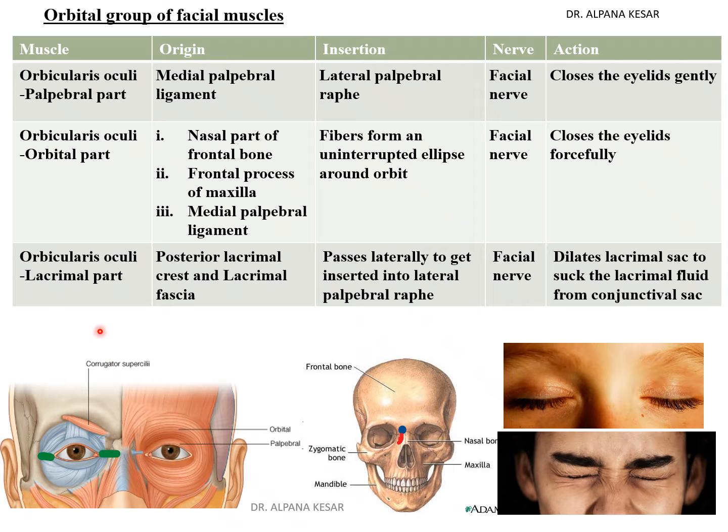The lacrimal part of orbicularis oculi takes origin from the posterior lacrimal crest and lacrimal fascia and gets inserted into the lateral palpebral raphe. When the muscle contracts, it dilates the lacrimal sac and thus helps in sucking the lacrimal fluid from the conjunctival sac into the lacrimal sac. The nerve supply of all the three parts of orbicularis oculi is by branches of facial nerve.